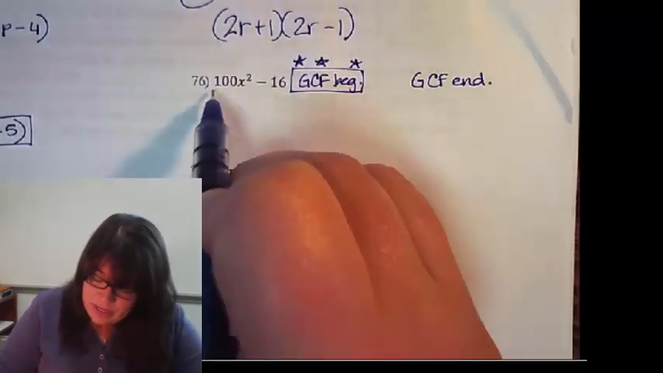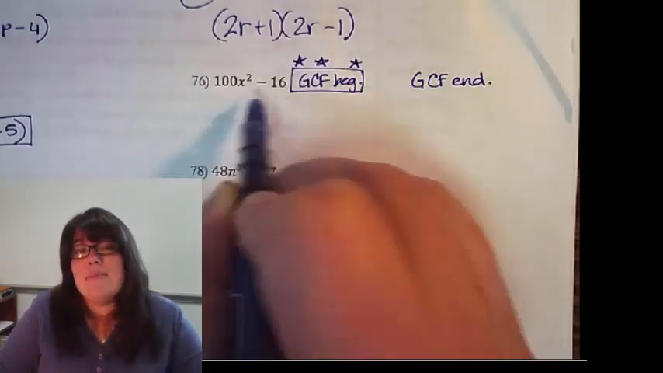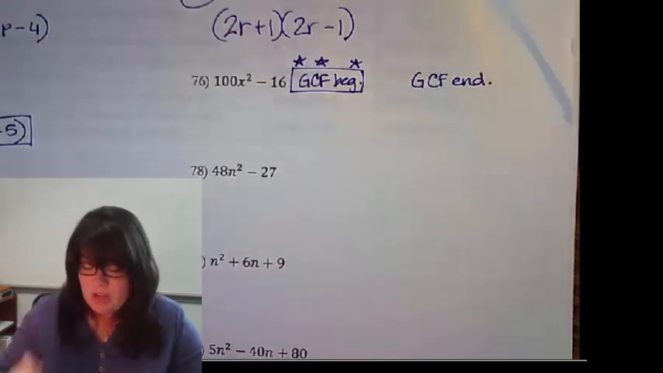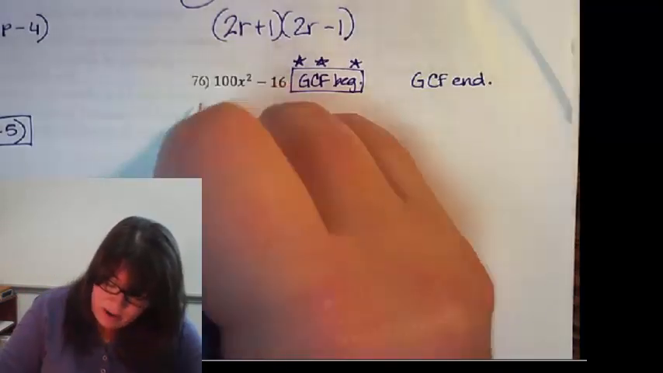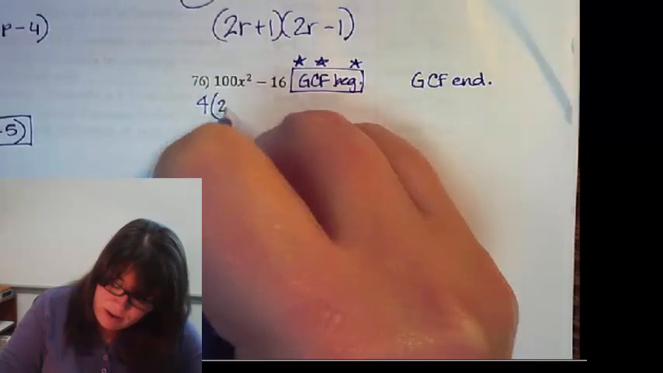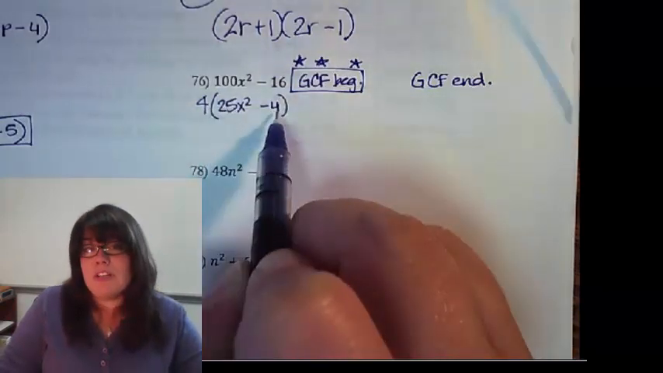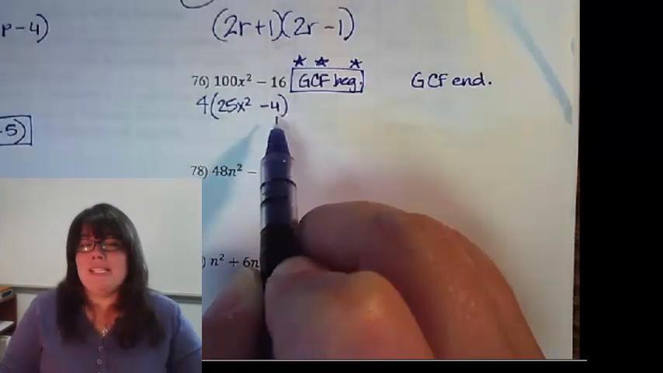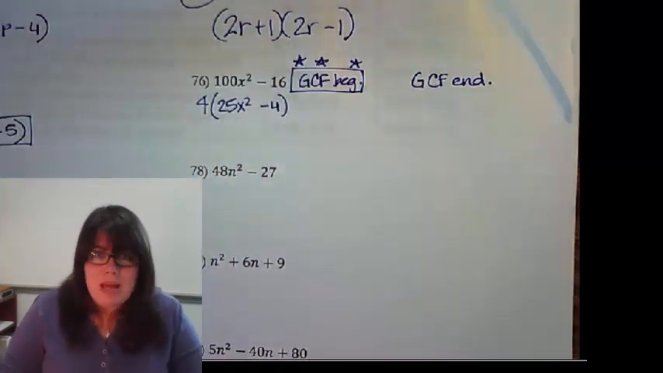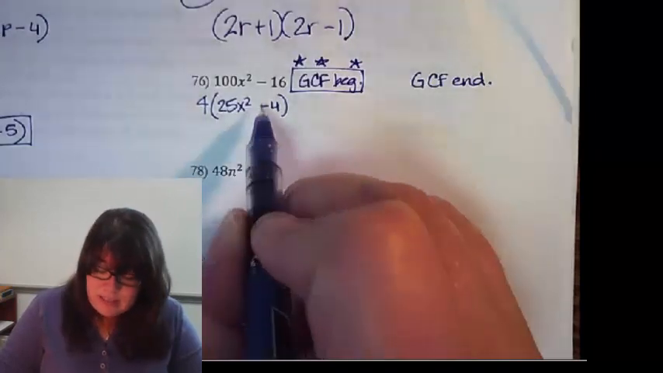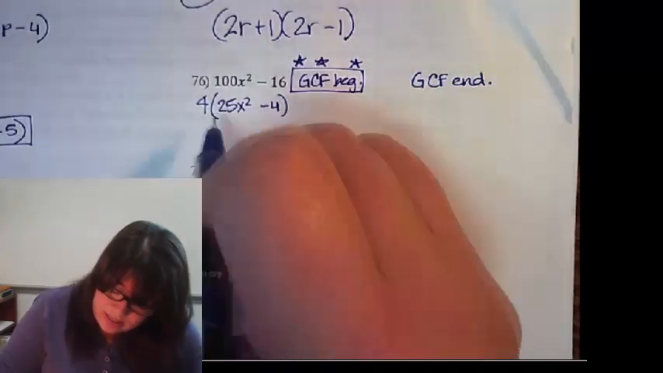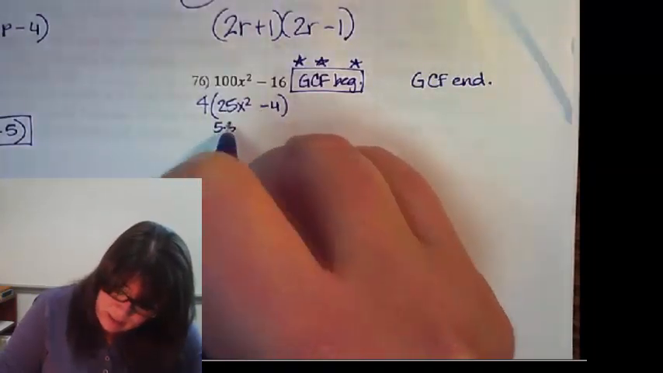Well, looking at 100 and 16, I know that both of these can be divided by 4. So I'm going to factor out a 4. And if I do that, then I'm left with 25x squared minus 4. 25 and 4 are both perfect squares. So my difference of squares rule still applies. I have two terms, they're being subtracted, they're both perfect squares. So this can be 5 times 5 and x times x.